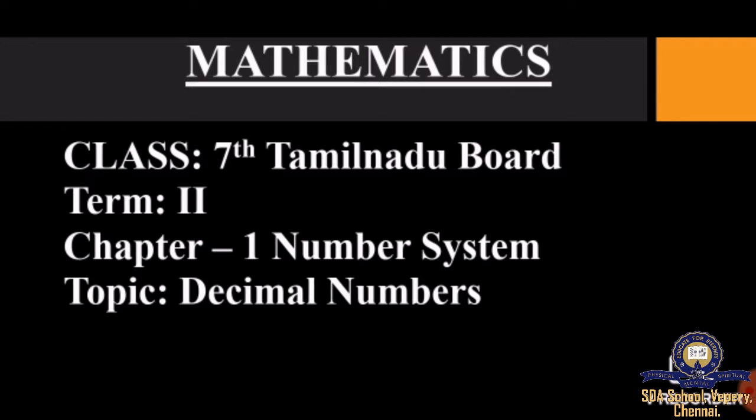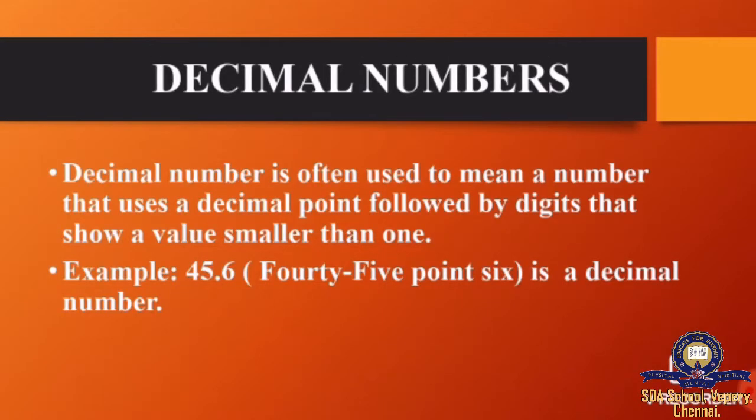Decimal numbers. First we see what decimal numbers are. A decimal number is often used to mean a number that uses a decimal point followed by digits that show a value smaller than 1. For example, 45.6 is a decimal number. While we are saying numbers like 90 and 45, that is a value. When there is a point, it is represented as a decimal number.